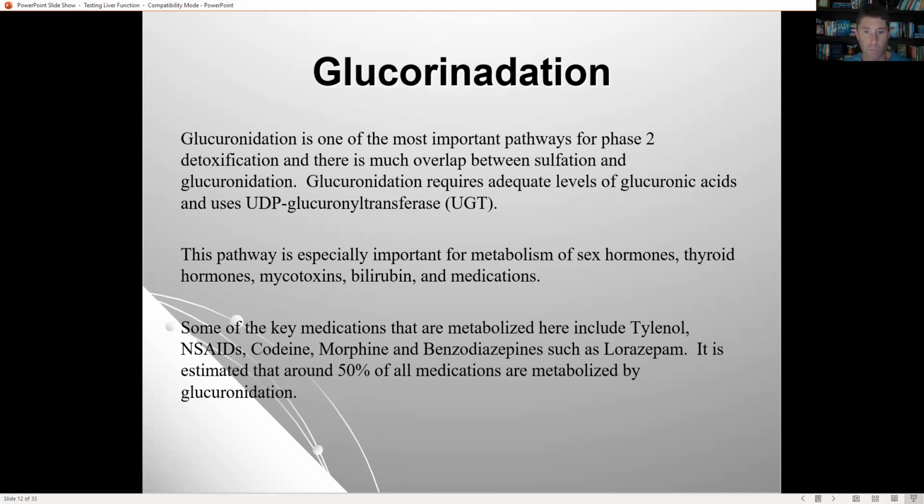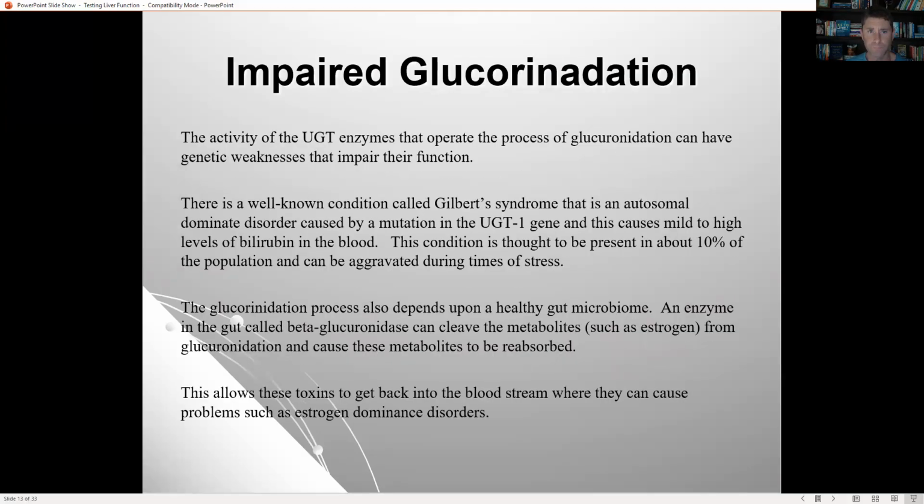And also helping get rid of some medications, things like Tylenol, NSAIDs, codeine, morphine, benzodiazepines, and lorazepam. Okay, it's estimated that around 50% of all medications are metabolized by glucuronidation. So very important. And the activity of the UGT enzymes, you can look at that again on a genetic profile. They are important for operating the process of glucuronidation. And there's a condition called Gilbert's syndrome. That's an autosomal dominant disorder. I'm going to talk about that in a second here, because that's important to understand.